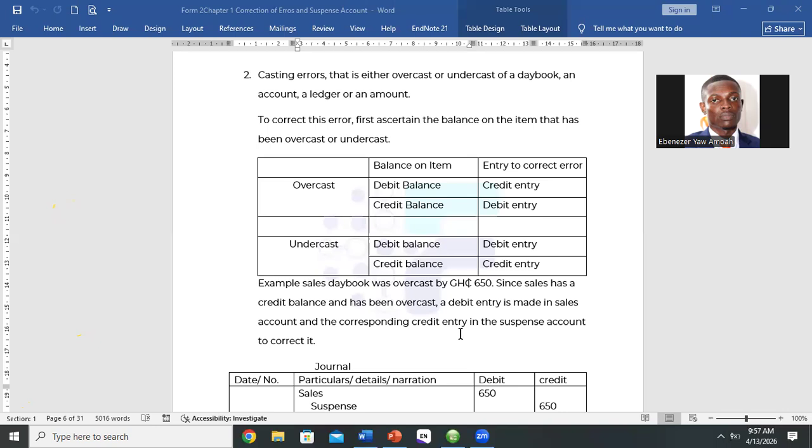These casting errors, that is either overcasting or undercasting of a day book, an account, ledger, or an amount. To correct this error, first, ascertain the balance on the item that has been overcast or undercast.